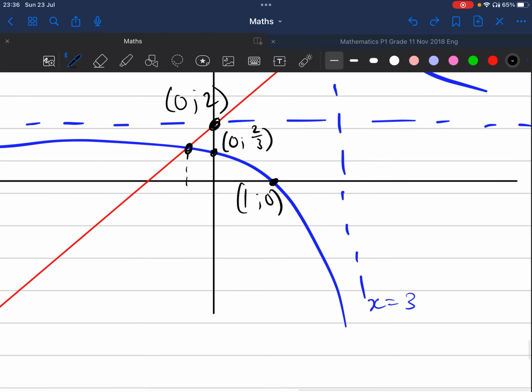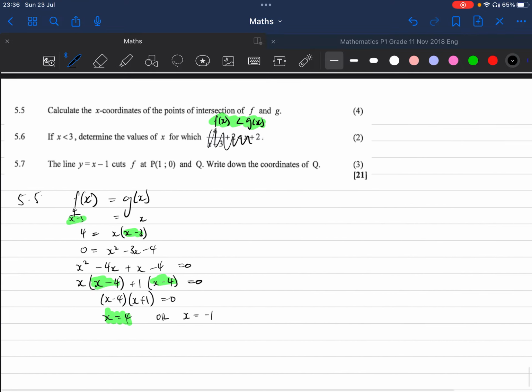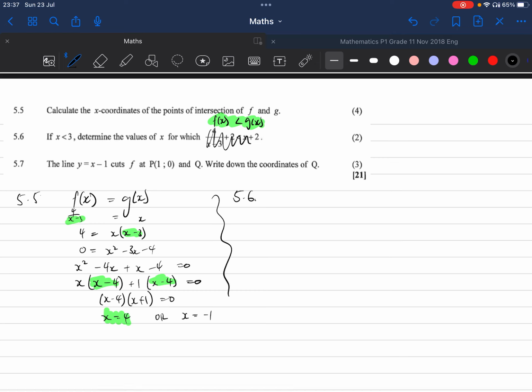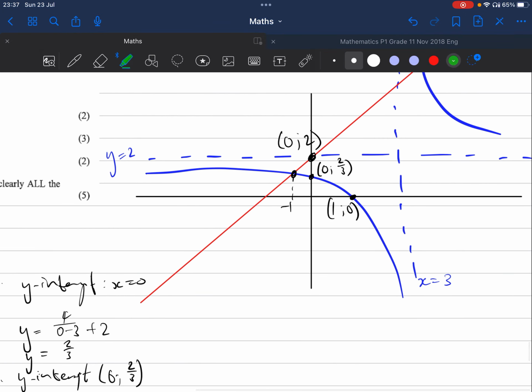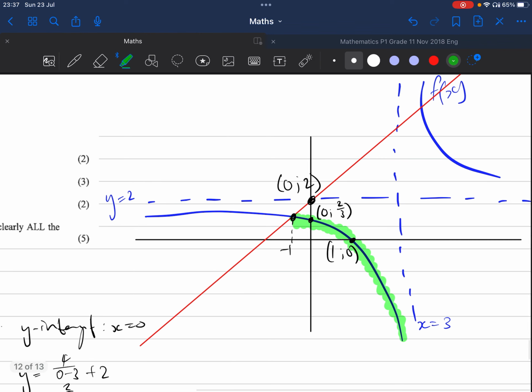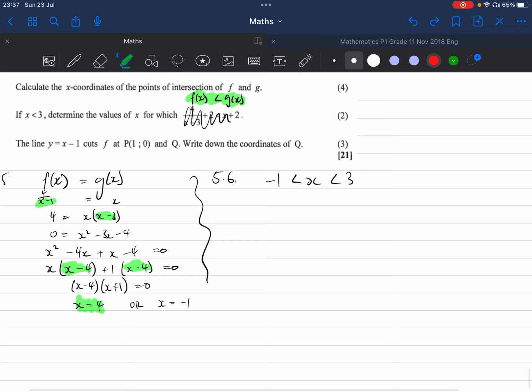And our x value here, remember, was minus 1. So for 5.6, our answer will be that x has to be greater than minus 1 but less than 3. See if that makes sense. So I'm going to highlight the part that we're talking about. We're talking about from here until the asymptote, right? And you can see from that point onwards, our straight line is actually greater than our hyperbolic graph. So that means that answer is correct.